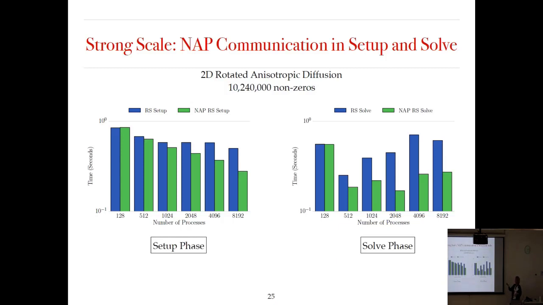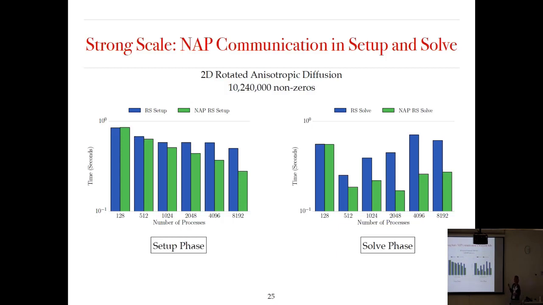the blue line on the left is the setup phase, just standard, and the green line is with using this node-aware communication. This is setting up a problem with 10,000 degrees of freedom, or 10 million degrees of freedom. You can see as we scale out, we end up getting significant speedup over the standard AMG setup. We actually also increased the strong scaling limit quite a bit for this setup phase.